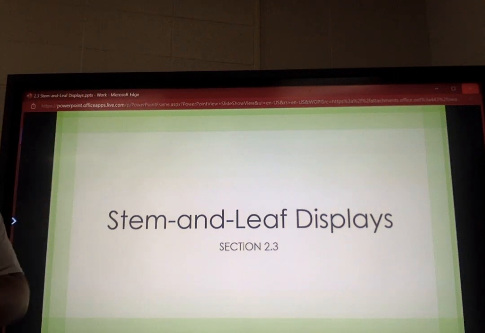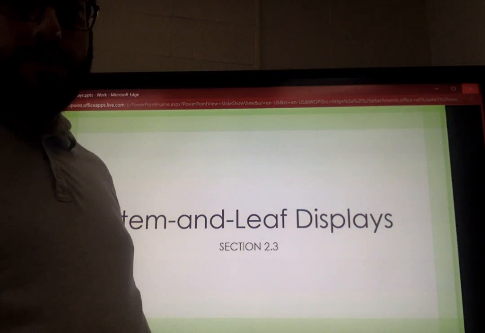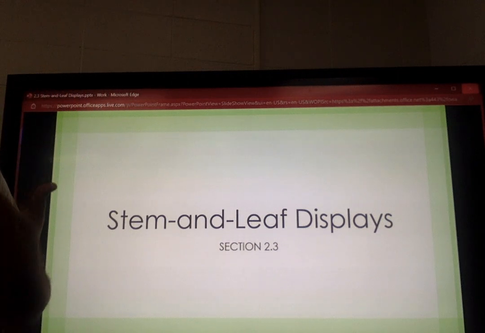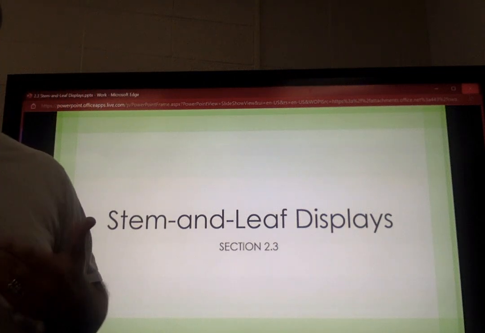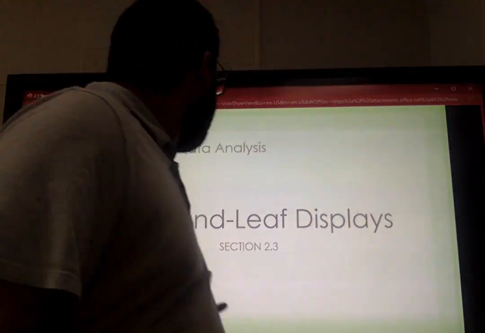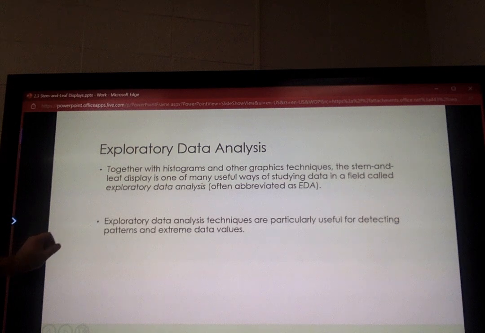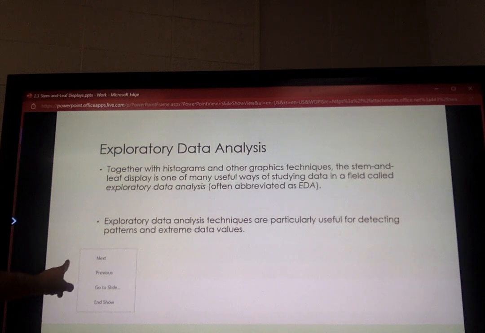All right, so the last type of graph that we'll cover in Chapter 2 is called a stem and leaf display. What this chart does is it's one of a lot of different techniques of studying data called exploratory data analysis, or EDA for short. Again, it's one of the more useful ways to study data in a field. What EDA techniques usually do is they're particularly useful for detecting patterns and extreme data values like outliers.